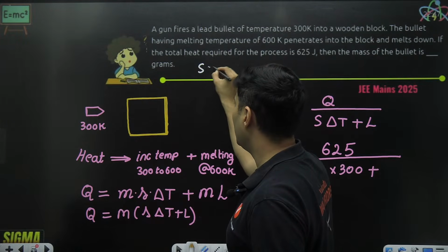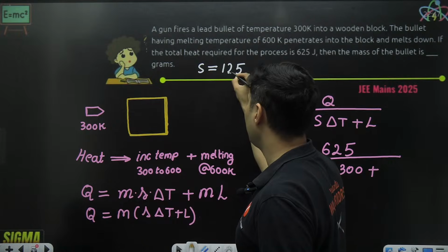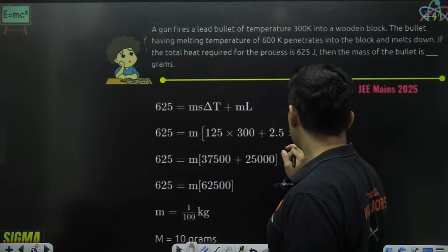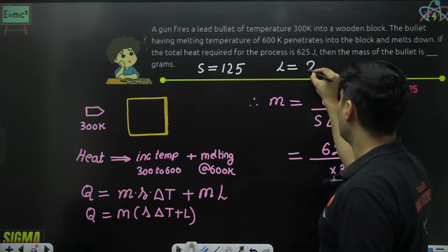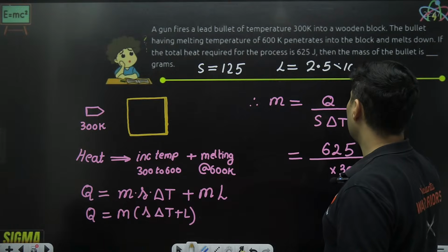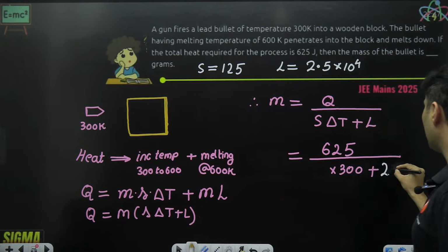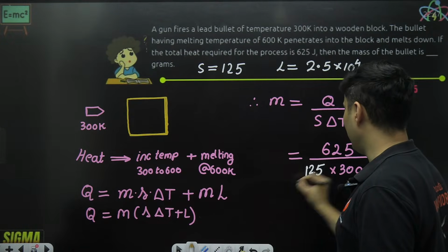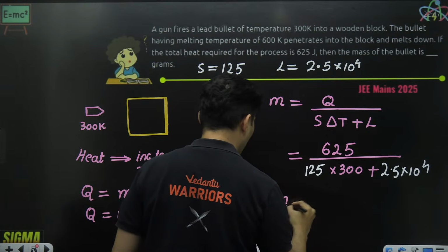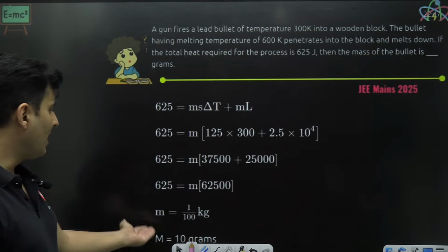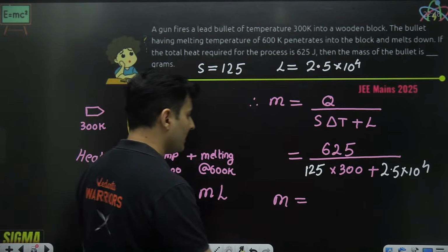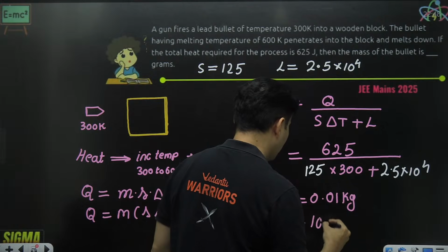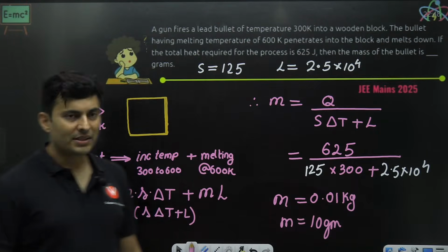So that part was not printed over here. So I'm just writing it down for you. S is 125 and the latent heat supposed to be printed is 2.5 into 10 to the power 4. So just have to put that over here. Solving this, you are going to get the answer of the mass as 1 by 100th of a kg. Basically 0.01 kilos, or basically 10 grams. So the mass of the bullet is 10 grams.